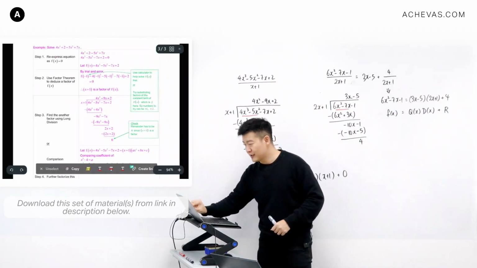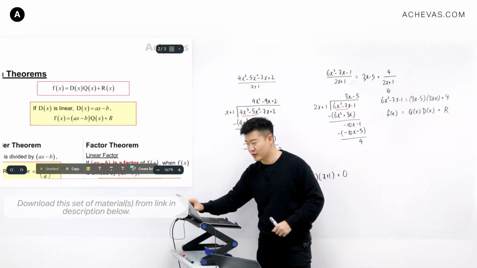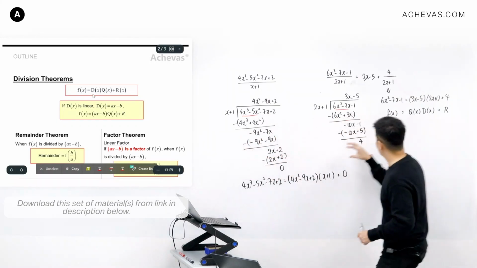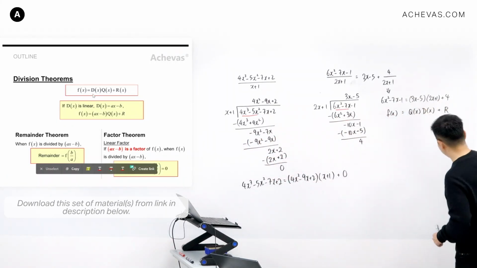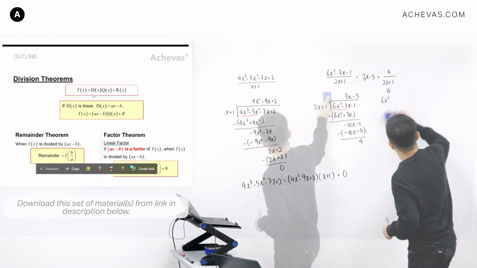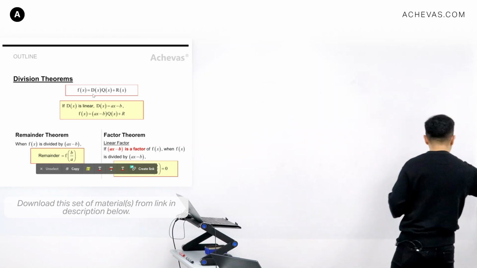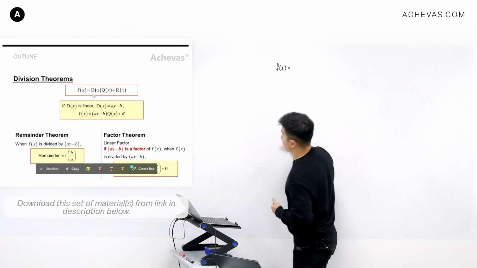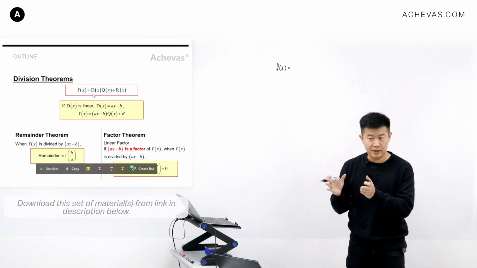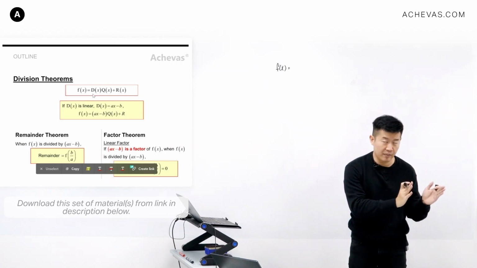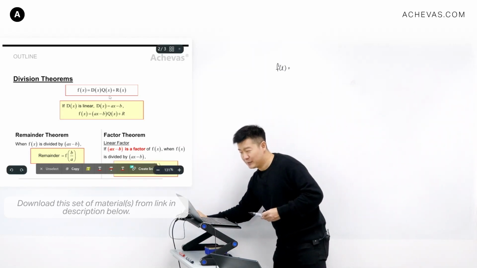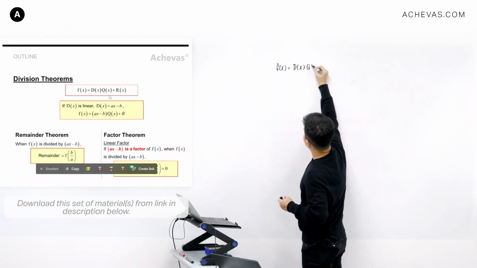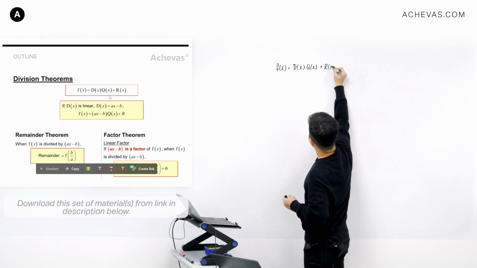Okay, I'm going to go back to the second page of the outline. So we're going to be focusing on this division theorem. Okay, and we are going to start off by coming back to this equation over here. So let me rewrite this equation. So from what we have derived, we know that f(x) can be written in terms of its quotient, its divisor, and the remainder. And if I were to just rearrange it a little bit differently, then I'm going to write this as the divisor first, multiplied by its quotient, plus the remainder.